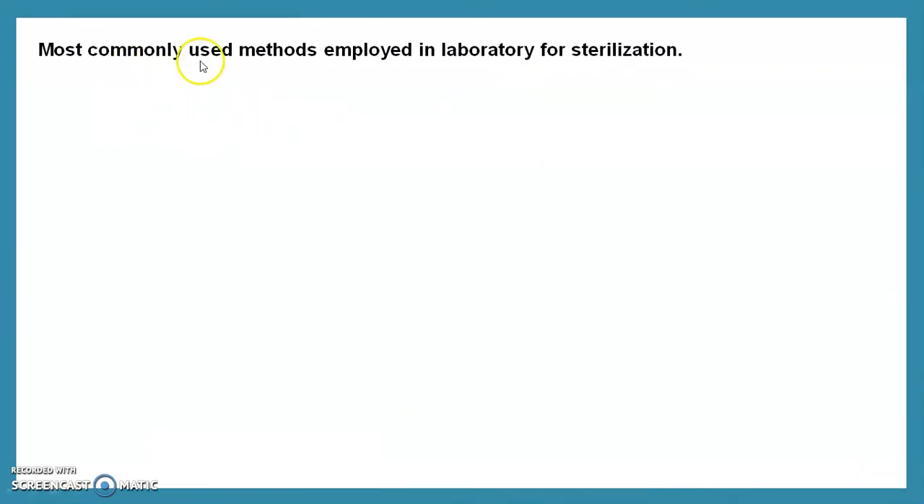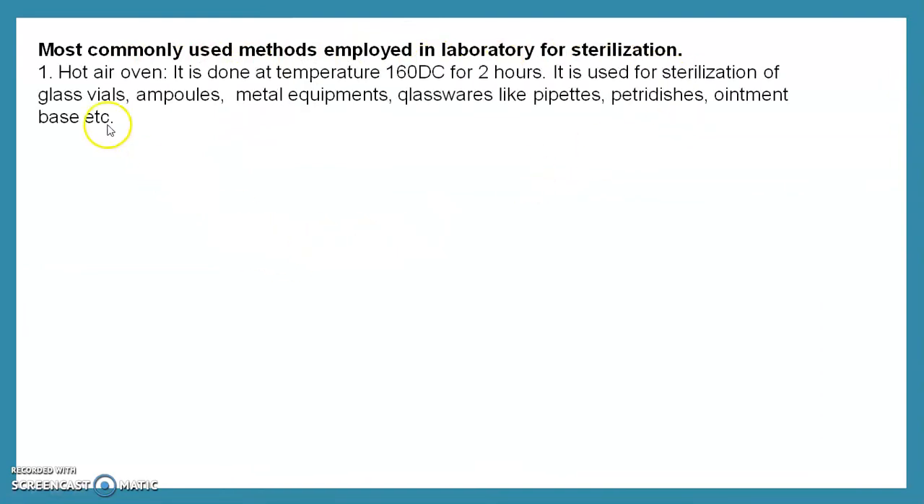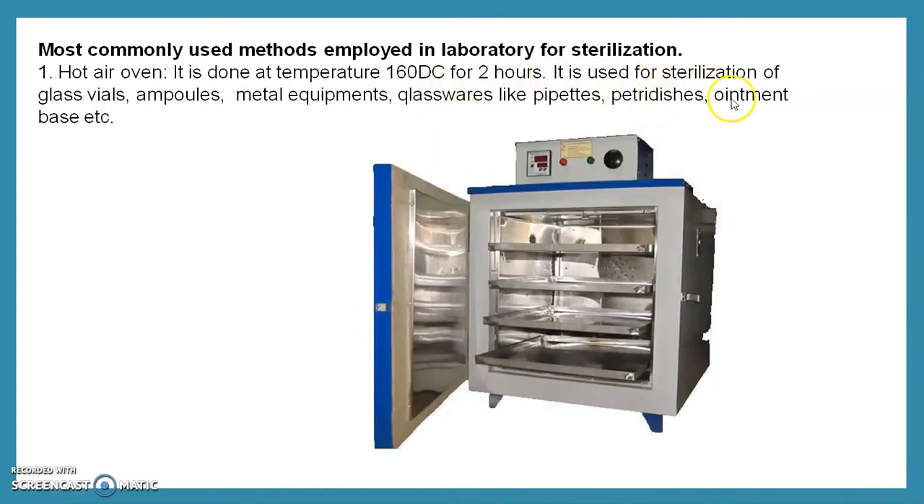Then we see the most commonly used methods employed in the laboratory for sterilization. The first method is using a hot air oven. It is done at a temperature of 160 degrees Celsius for 2 hours. It is used for the sterilization of glass vials, ampoules, metal equipment, glassware like pipettes, petri dishes, ointment bags, etc.